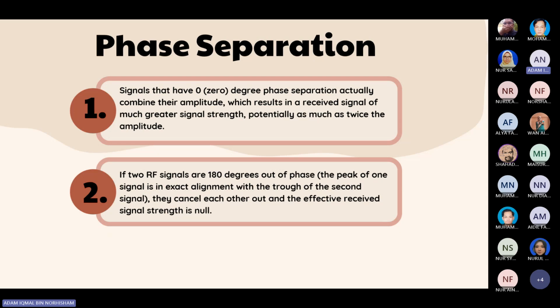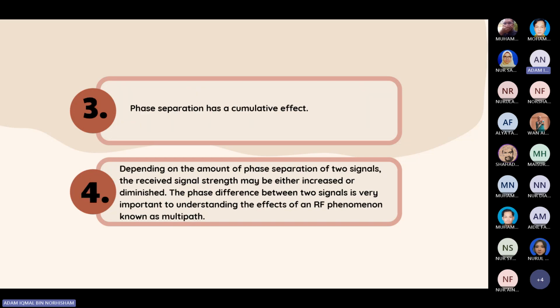So if two RF signals are 180 degrees out of phase, the peak of one signal is in exact alignment with the trough of the second signal, they cancel out each other. So ni kalau satu puncak tu dia align dengan satu lurah signal lain, so dia akan cancel out each other. So phase separation has a cumulative effect. Depending on the amount of phase separation of two signals, the received signal strength may differ, either increase or diminish. The phase difference between two signals is very important to understand the effects of an RF phenomenon known as multipath.